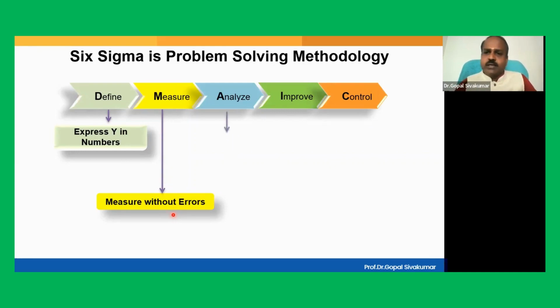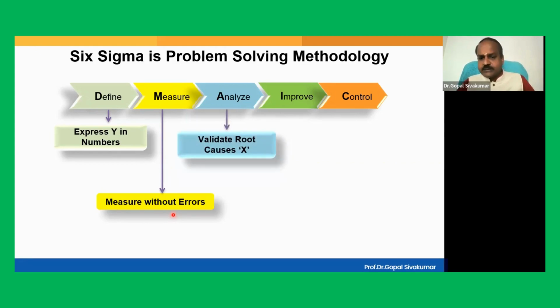Now analyze. I already spoke enough about analyze. Root cause identification, root cause validation, root cause relationship, root cause sufficiency. If you do all the 4 things, that is called analysis, not just creating a fishbone diagram and talking. If you are creating a fishbone diagram and talking, you are doing a qualitative analysis. But here we are talking about even the quantitative analysis. Now everything about the root cause is clear.